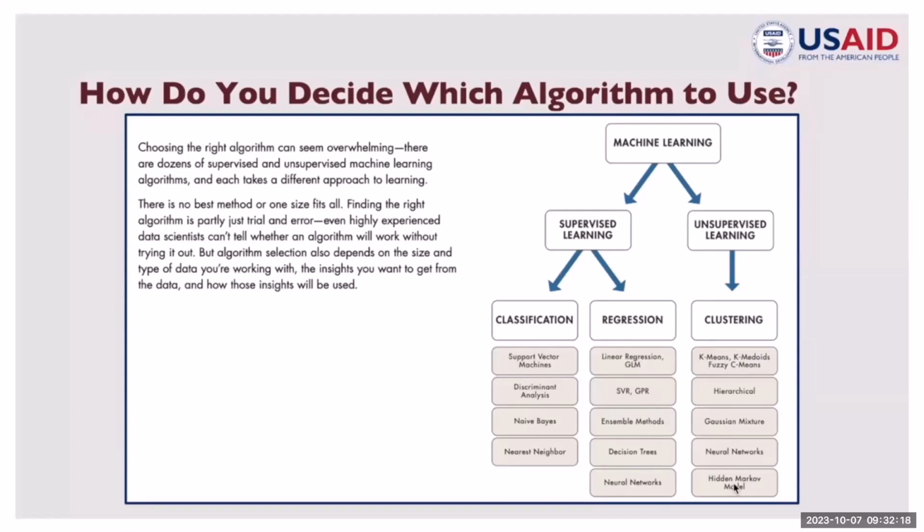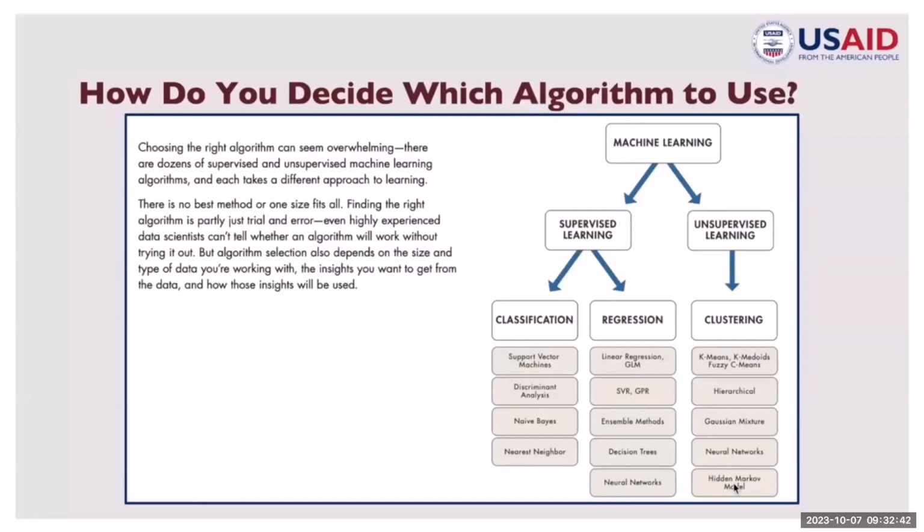Finding the right algorithm is partly just a trial and error process. Even highly experienced data scientists can't tell whether an algorithm will work without trying it out. But algorithm selection also depends on the size and type of data you're working with, the insights you want to get from data, and how those insights will be used.